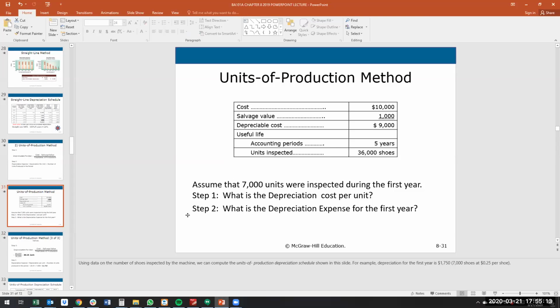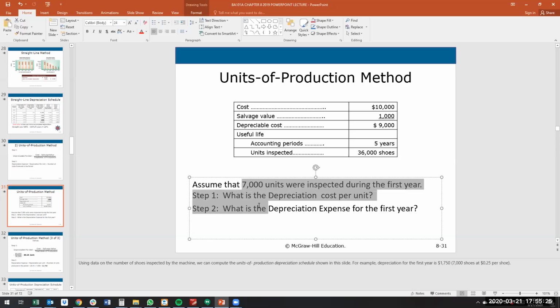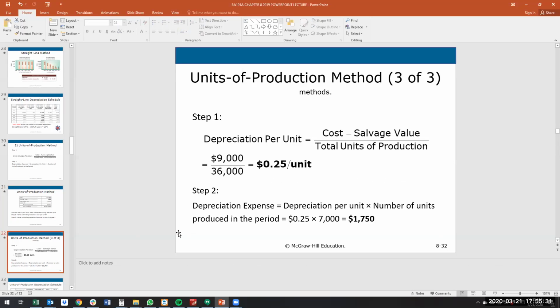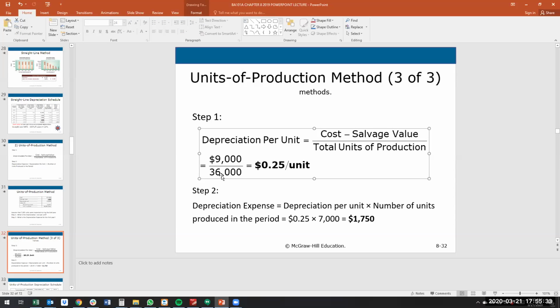So same here, 9,000, 36,000 shoes. So we figure out how much depreciation expense per shoe. We just take the 9,000 divided by the 36,000 shoes. And then if we use 7,000, we determine the depreciation expense by the 9,000 divided by the 36,000 multiplied by the 7,000, which you'll see here. 9,000 divided by the 36,000 equals 25 cents a unit, times the 7,000 is your 1,750. So again, it's relatively simple calculation, just making sure you memorize how to derive it.